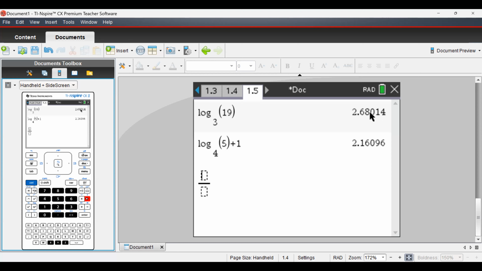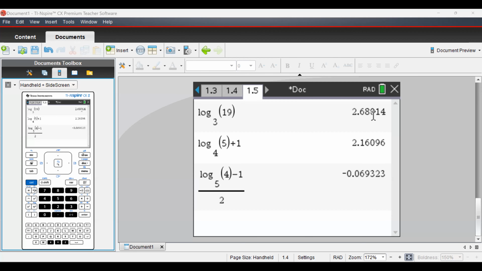Then go ahead and do Control Log. And what was our base? 5 of 4. And then we subtract 1. And then divided by 2. Okay, so that's what we had. Hit enter. Our answer is negative point what? 0.07. I want 2 numbers behind the decimal. This 9 makes the 6 go to a 7. So our answer is negative 0.07. All right, final example.